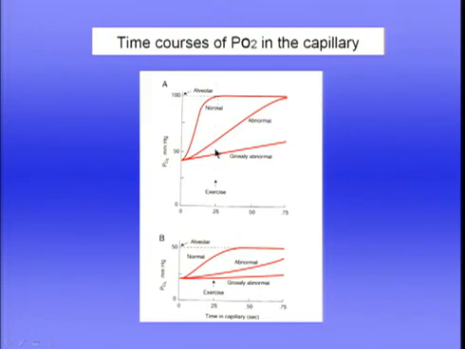And it turns out that patients with pulmonary fibrosis, for example, are likely to show a fall in their arterial PO2 on exercise for this reason, that less time is available to oxygenate the blood. Do normal subjects ever show diffusion limitation during exercise? Well, there is some evidence that they do.